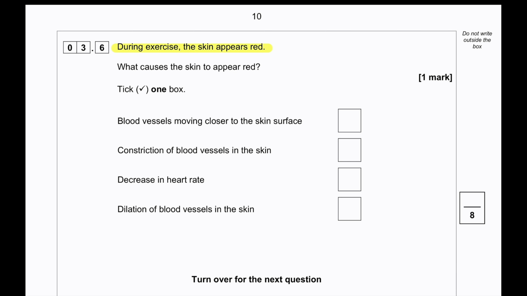During exercise, the skin appears red. What causes the skin to appear red? So during exercise, vasodilation occurs in the skin. This helps to reduce blood temperature by radiation.